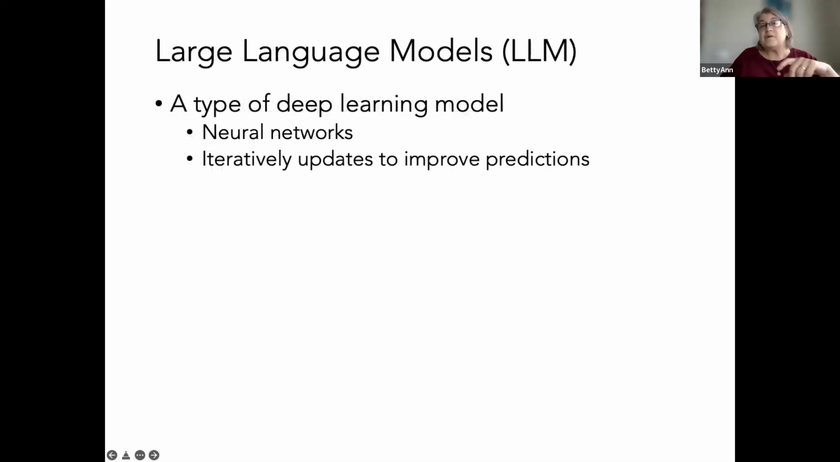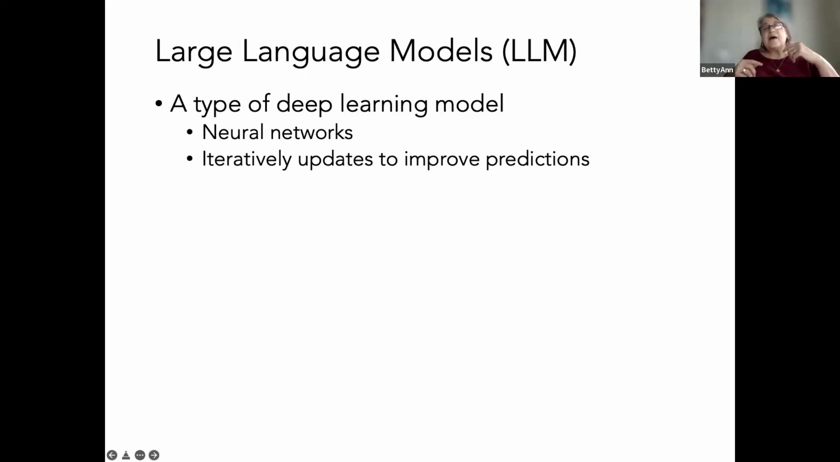They are a type of deep learning model. They're a neural network, and they're an iterative network. By iterative, and for those of you who have done modeling before, you've probably seen this, the model will go through its paces and make a prediction. Once it has that prediction, it will compare it to truth. Then it says, oh, okay, some of these predictions I got right, some I got wrong.